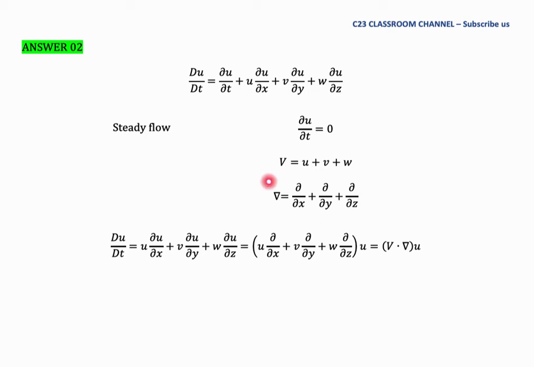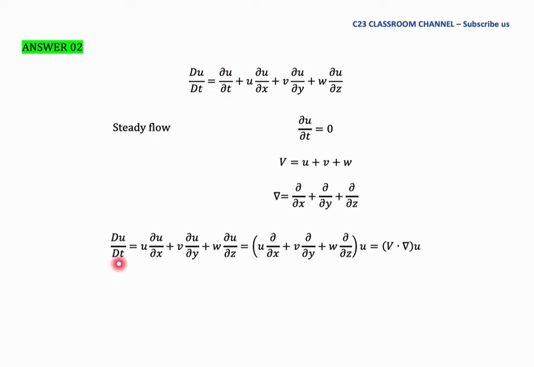And we know that the capital V here is the resultant of velocity. It consists of u, v, and w, and the nabla is actually the simplification of this term, ∂/∂x plus ∂/∂y plus ∂/∂z. And then we could write down the terms here, because ∂u/∂t is equal to 0 now.